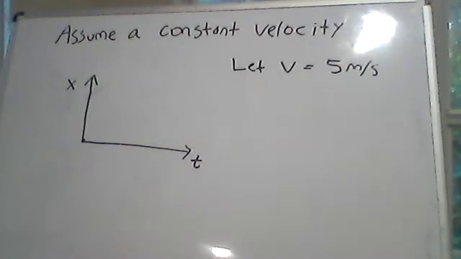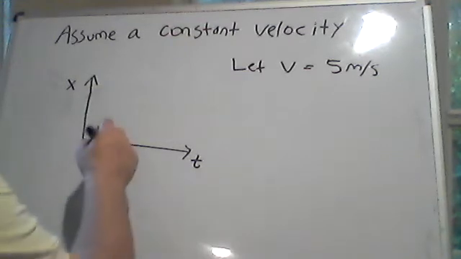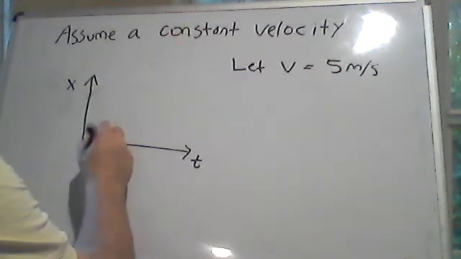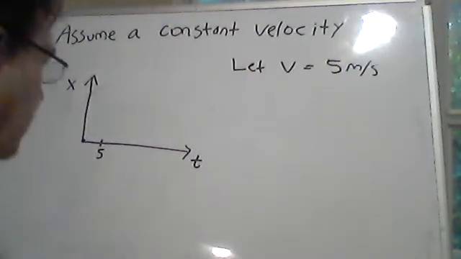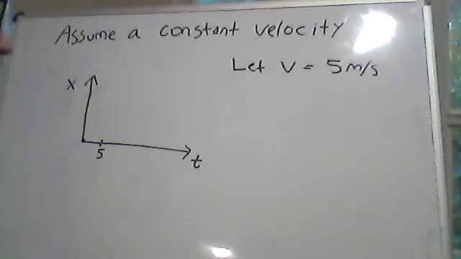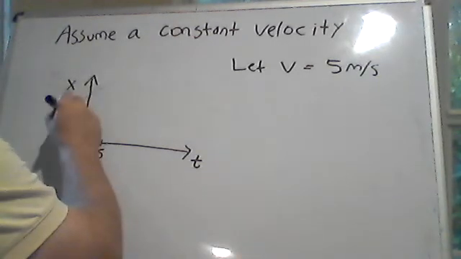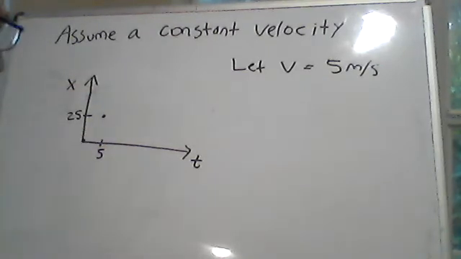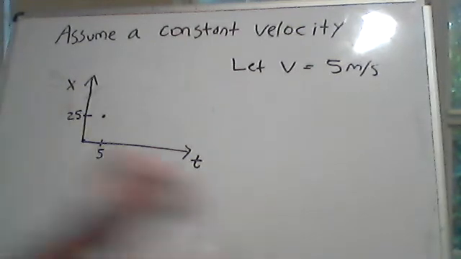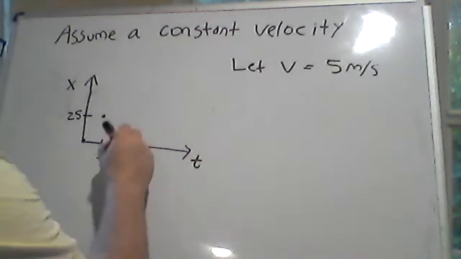And now, let's say at 5 seconds, how far would it be? Well, in 5 seconds, if the object is going 5 meters per second, it'd be 5 times 5, or 25, right? So I'd be up here at 25 meters away from the origin. And let's pick another point, let's say at 10 seconds.